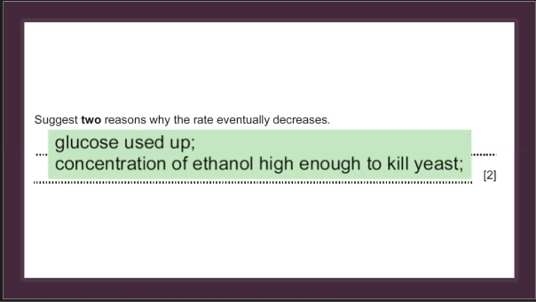destroy the yeast or the enzymes that are present. So if the enzymes become destroyed, then the rate will decrease. And if all the glucose is used up, it again would also be decreased.